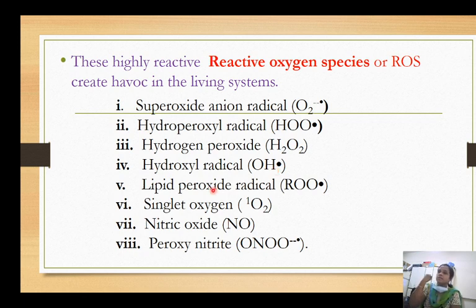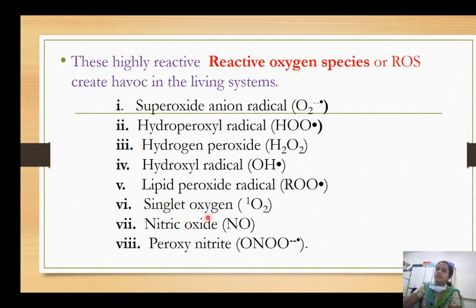Then lipid peroxidation radicals. The lipids, that is the fatty acids, are ROOH. Because it is an acid, it will end with OO and H. So that H is lost along with one electron, so it is forming ROO minus. The lipids at the end will be having ROOH, so this H is removed and it is forming ROO minus with an extra electron. That is one.